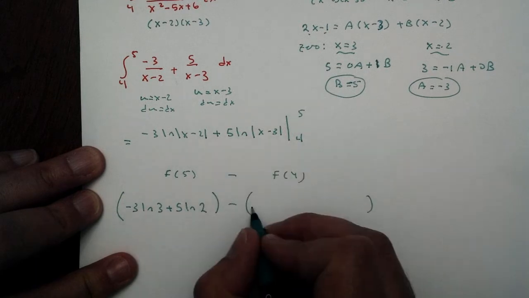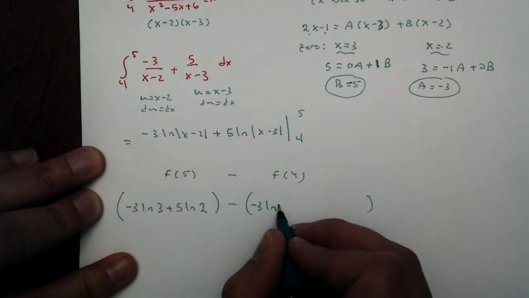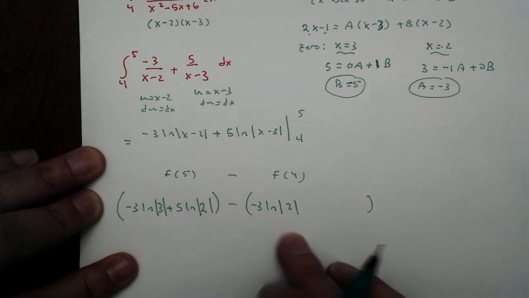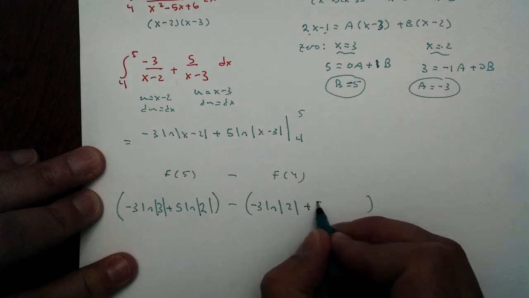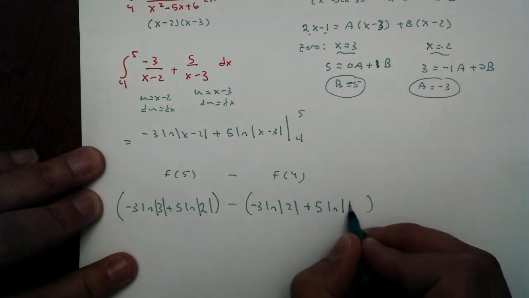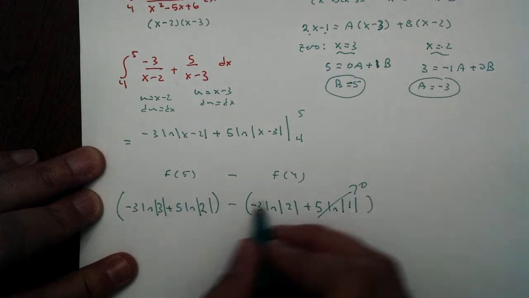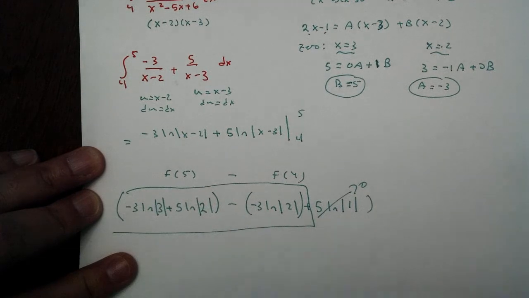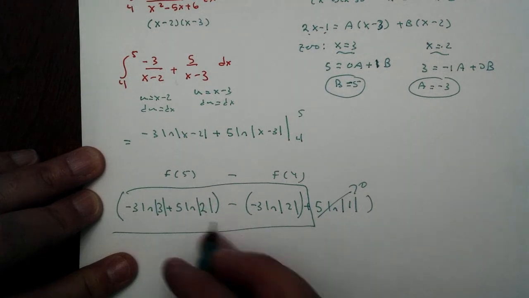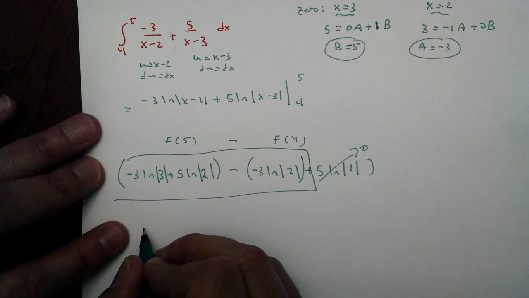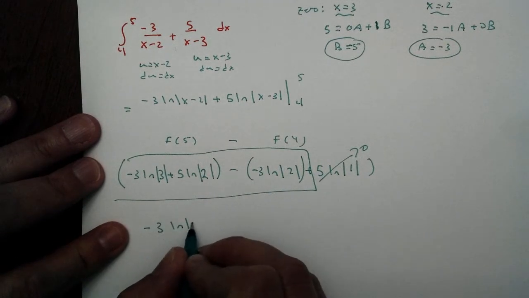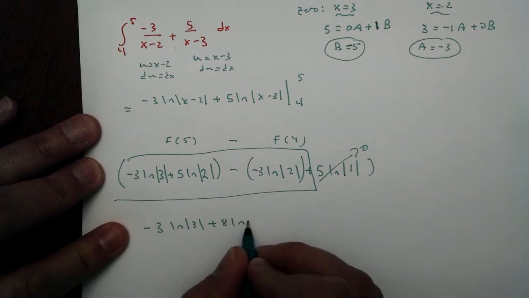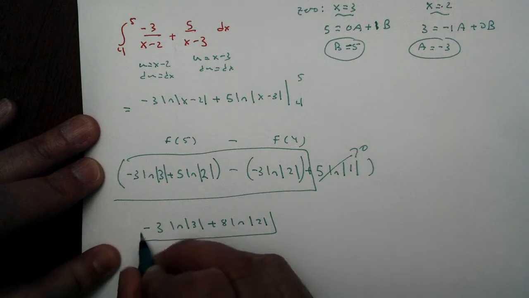Minus, plug in the 4, negative 3 natural log of 2. I guess I'm going to use my absolute values, even though I don't need them here. And that becomes plus 5 natural log of 1. That's easy. That's a 0 right there. So here's our answer. I know what you're thinking, Mr. Wernau, can we simplify this? Absolutely you can. Ready? If we were to simplify it, negative 3 natural log of 3 plus 5 natural log of 2 plus 3, so plus 8 natural log of 2. And you can leave it like that if you like.